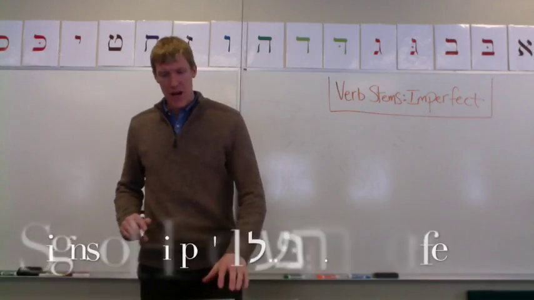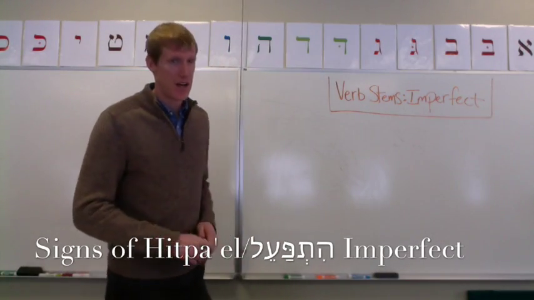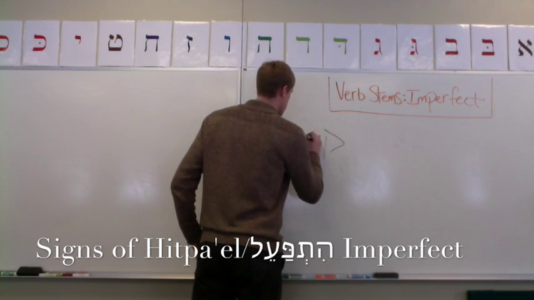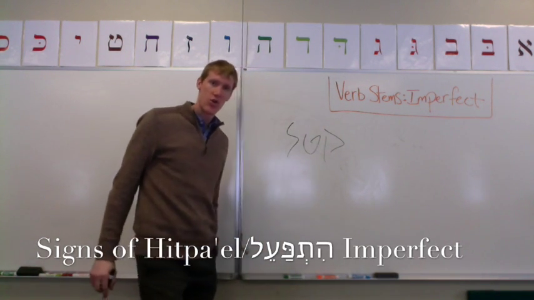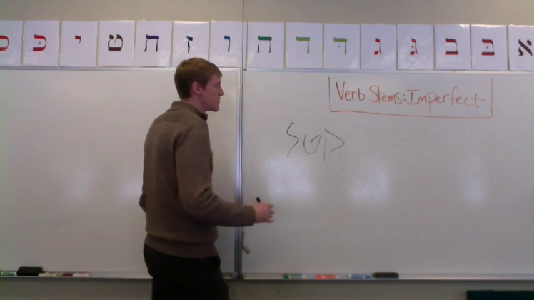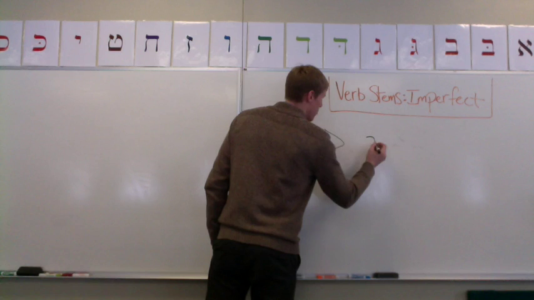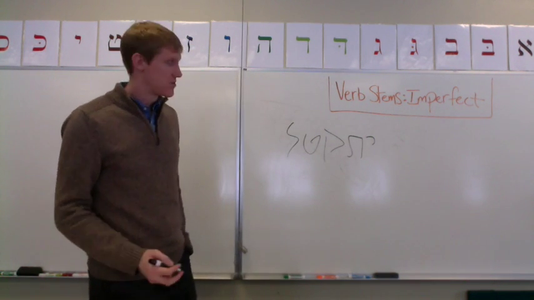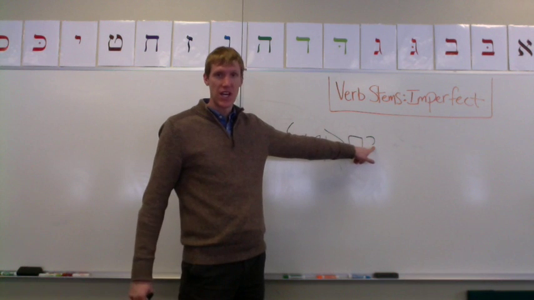Okay, now, bottom of page 87 is the Hitpa'el. So we've got Kof, Tet, Lamed again, same root. And for the Hitpa'el, we have to add two letters. So we add the prefix at the very beginning.